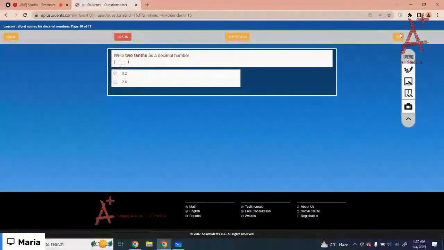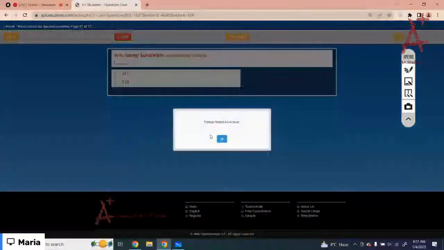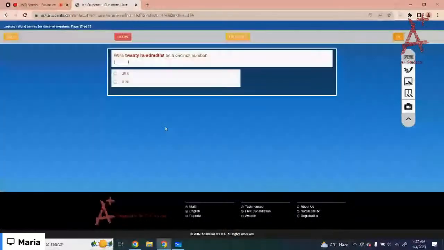Write 2 tenths as a decimal number. So which option is the correct one? Yes, very good. That would be 0.2. So just select the correct option, then click on the OK button. Okay, how do you write 20 hundredths as a decimal number? So which of the options is the correct one? Yes, that would be 0.20. Got it?